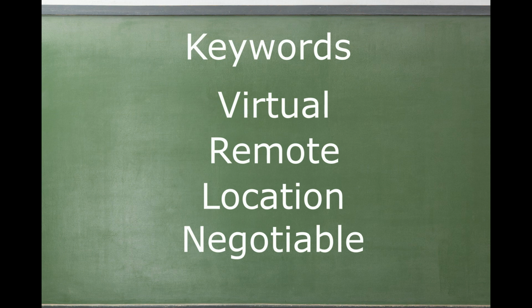The location negotiable ones were a little bit more difficult. If it says location negotiable and lists multiple locations, good chance that it's not remote, that you just have to pick one of the locations once selected. If it says location negotiable and there are no other locations, then that is a good indicator that it is a remote or virtual position.